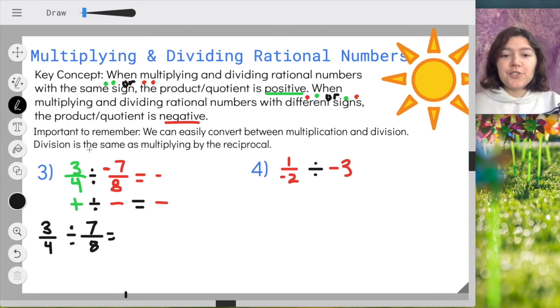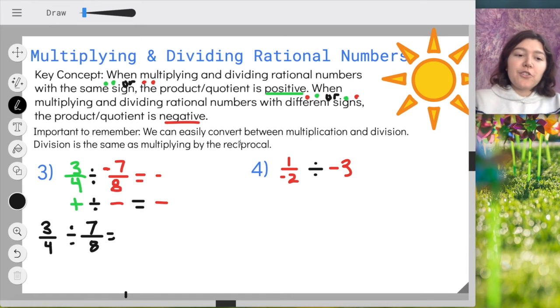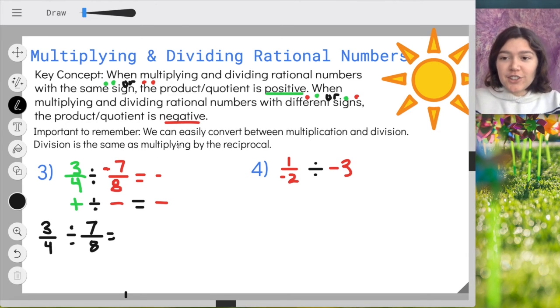Okay, so now we have this new version. We have division is the same as multiplying by the reciprocal. The reciprocal is the flip, and it's also called the multiplicative inverse. So this is our new version, our 7th grade language for keep, change, flip. When we're dividing, that is the same as multiplying, so we're changing division into multiplication, and then by the reciprocal, or by the flip, when you flip the numerator and the denominator.